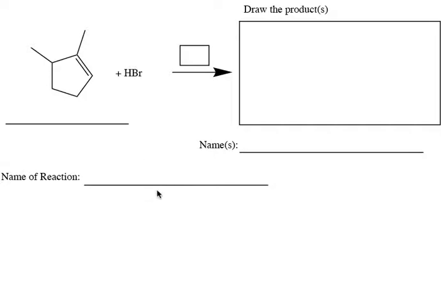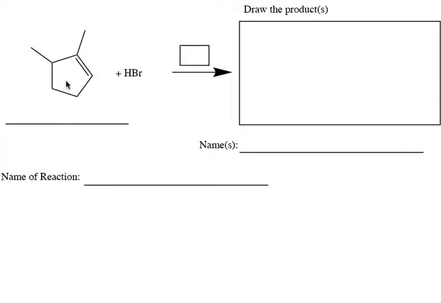So this is another way that I'll show problems, and this is the way that you might see some problems on quizzes and exams. I've got a molecule. I've got a line under the molecule where I'd like you to name it. I add it to something. There's an opportunity to put a catalyst above the reaction arrow, and then you draw the product or products and name them. And then you'll also tell me what kind of a reaction it is.